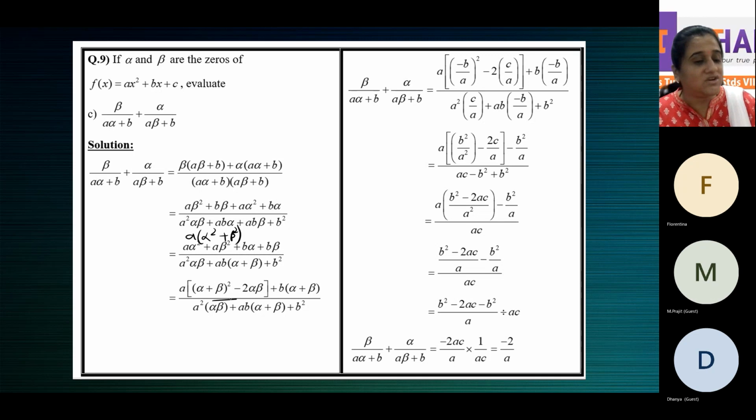So I've written that directly, children. You can do this, or you can give that extra step. So when you take a common here, you will get alpha square plus beta square. Again, we don't know the value of alpha square plus beta square, so we write that as alpha plus beta the whole square minus 2 alpha beta. Then plus taking out common here.